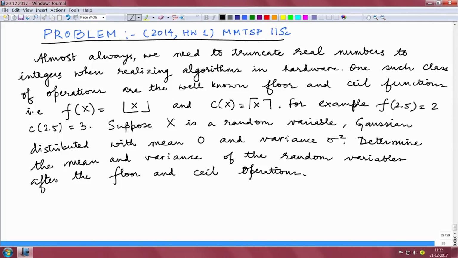Now consider x is a random variable which is Gaussian distributed with mean 0 and variance sigma square. Obviously x is a continuous random variable, and the ceil and floor functions are functions of this random variable. We are going to determine the mean and variance of these random variables after the floor and ceil operations. Hope the question is clear.